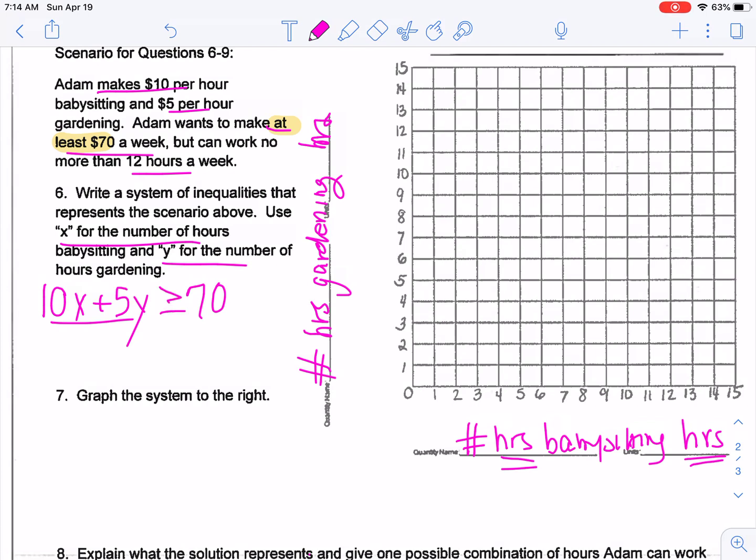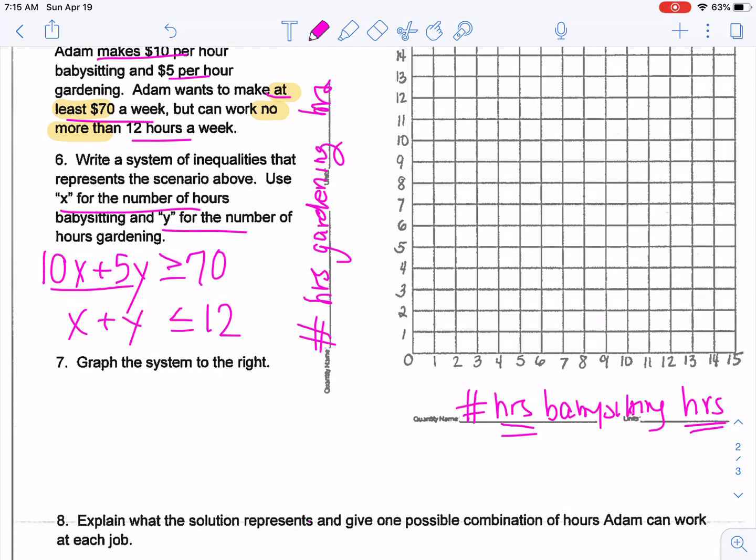You have to be at least 16 to drive. You have to be 16 or older. And then work no more than 12 hours. Well, we have to be less than or equal to 12 hours. And then x is the number of hours he babysits, and y is the number of hours that he gardens. So we have this.